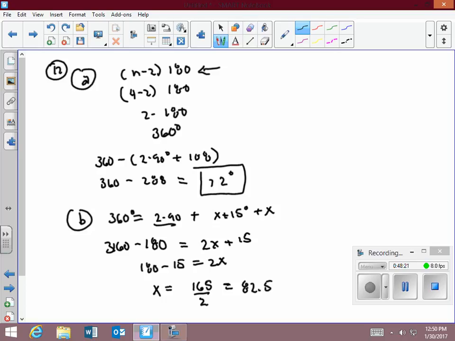So what's wrong with this one? I don't know. It's 360 minus 180, isn't it? Yes, that much is right. Then you subtract the 15 from it, and that's 165, isn't it? Yeah, I did something wrong. Then divide by 2. Yeah, 82 and a half. I think that's right. Mm-hmm, yeah. I did something wrong.